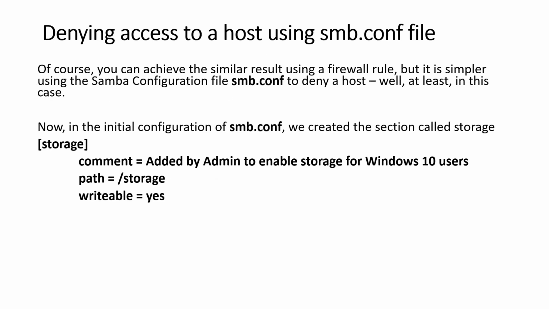Hello, we come to the last topic of the section, denying access to a host using the smb.conf file. Of course, you can achieve a similar result using a firewall rule, but it's simpler using the Samba configuration file smb.conf to deny a host, at least in this case. In the initial configuration of smb.conf, we created a section called storage in the earlier sections. If you remember, storage had the comment added by admin to enable storage for Windows 10 users. Path was /storage and the area was writable.